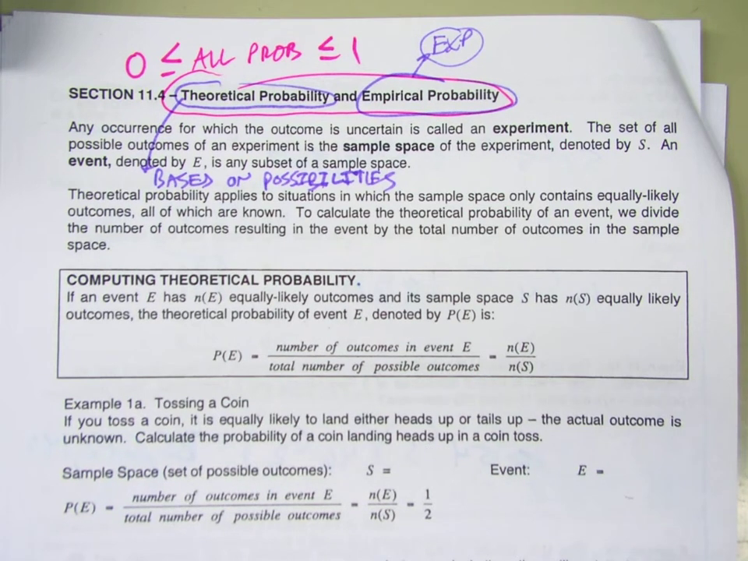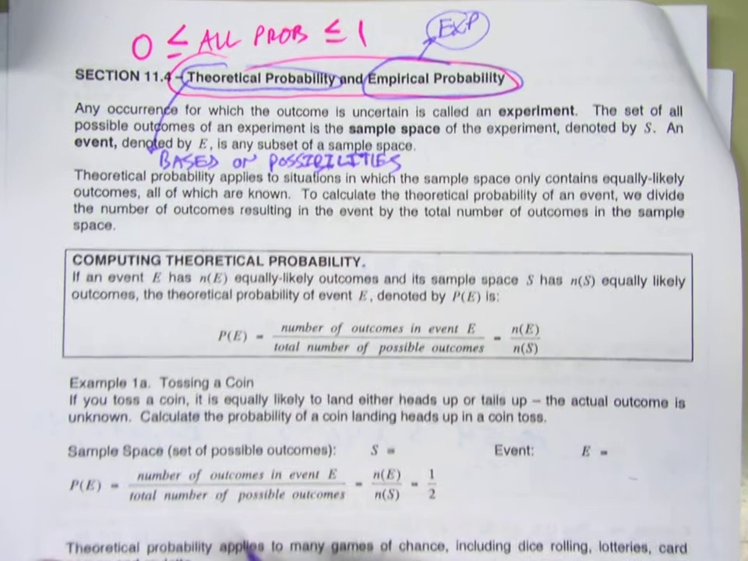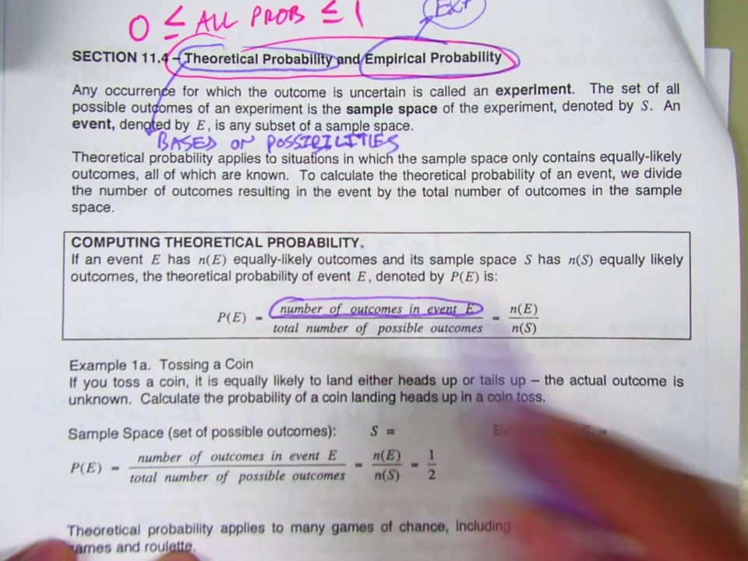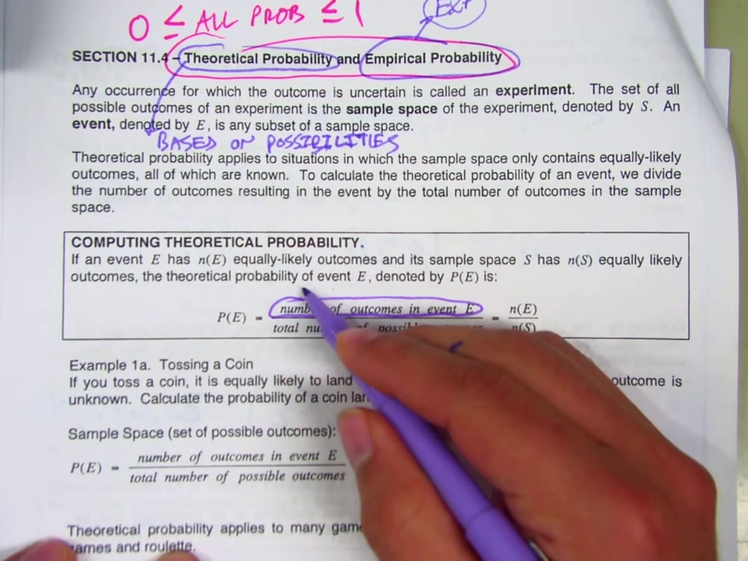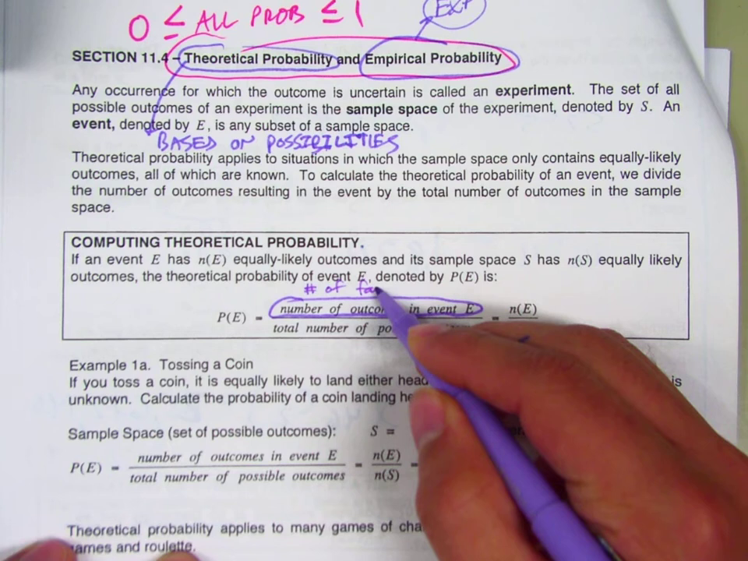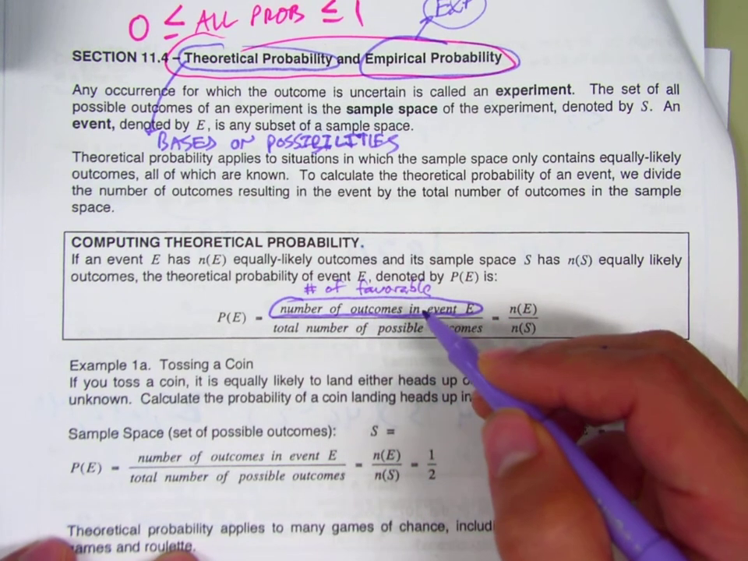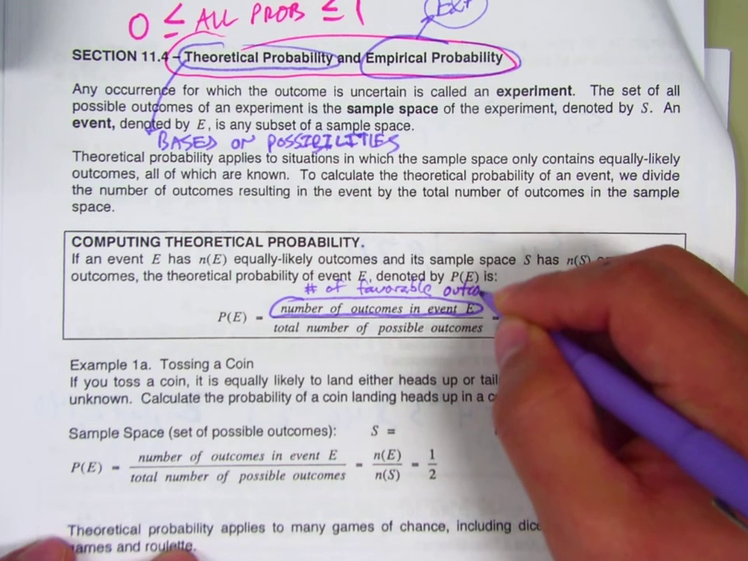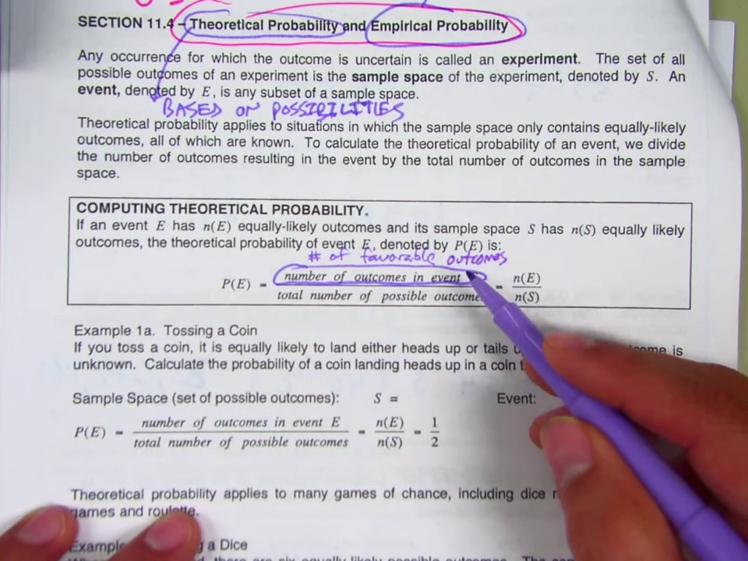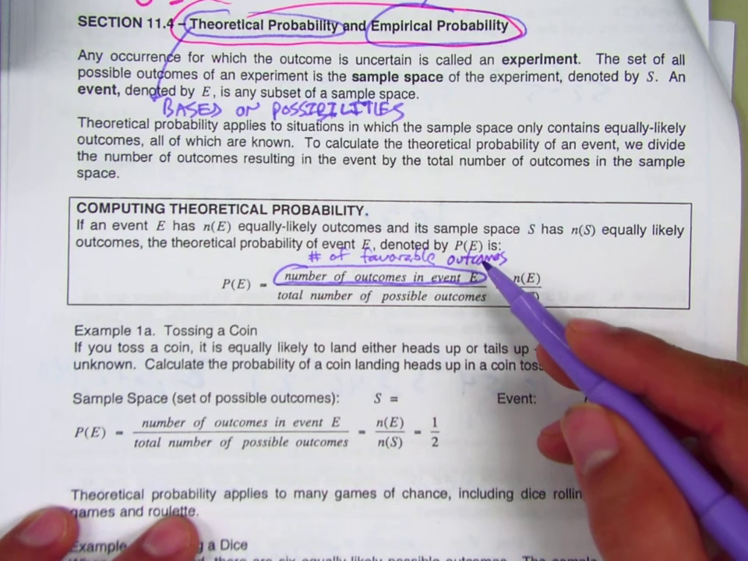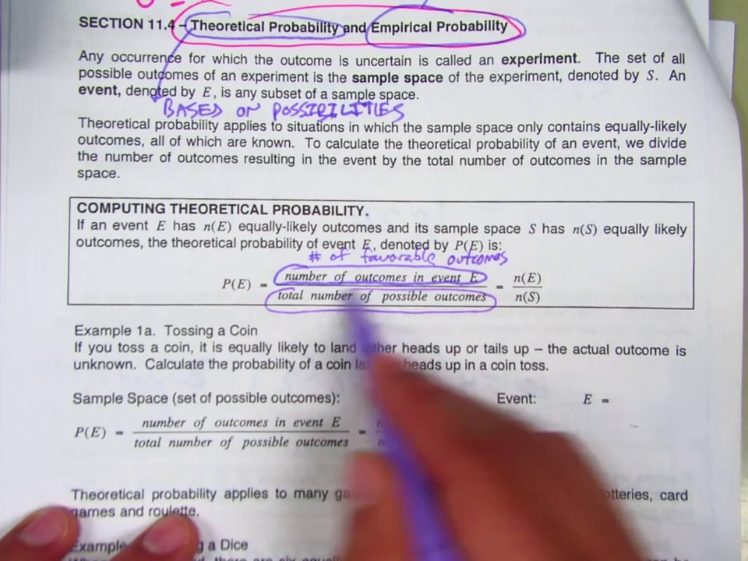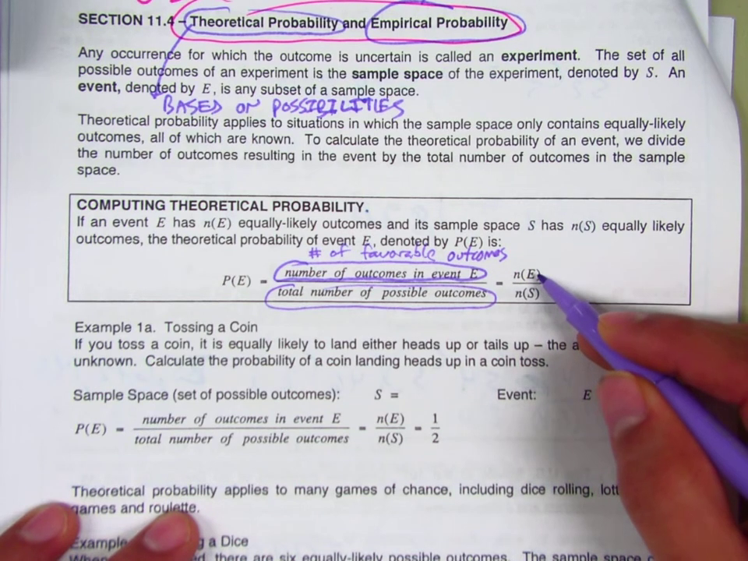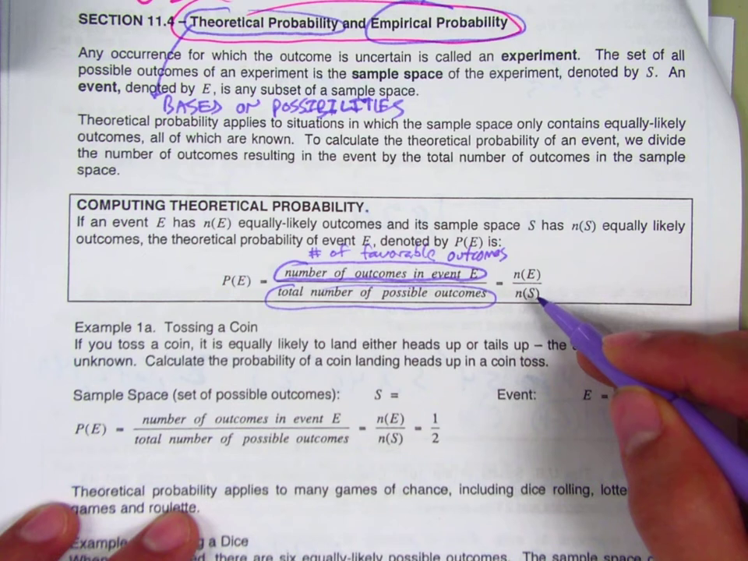Yes. All right. So let's talk about theoretical probability first. The number of outcomes in event E, I like to just call this number of favorable outcomes. So the number of favorable outcomes is going to be the numerator. The total number of possible outcomes is the denominator. This is kind of the notation they use. This just means number of favorable outcomes in the event, and then this is the number of the entire possibilities. Okay?